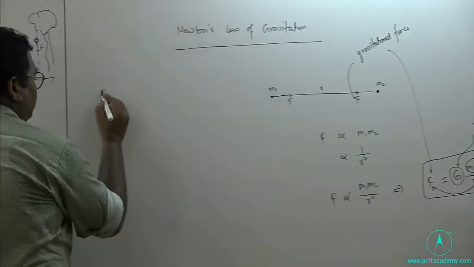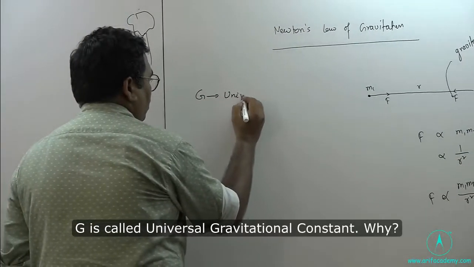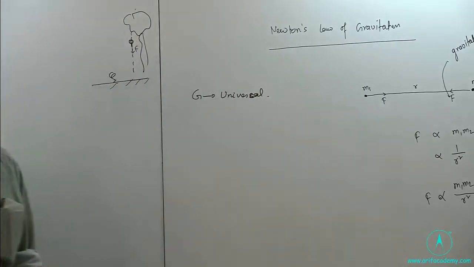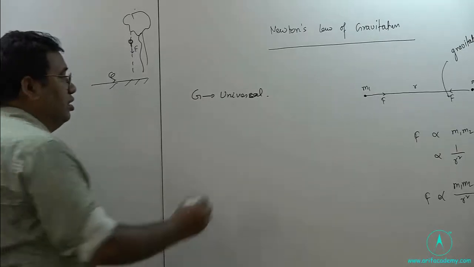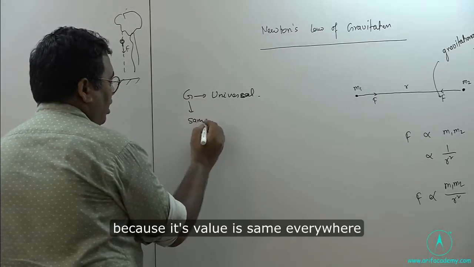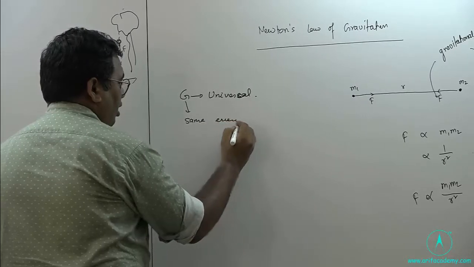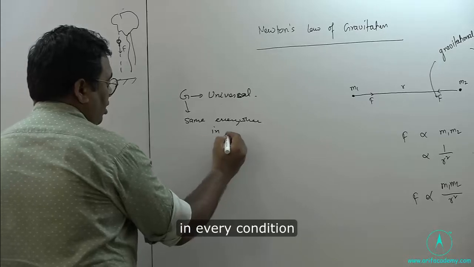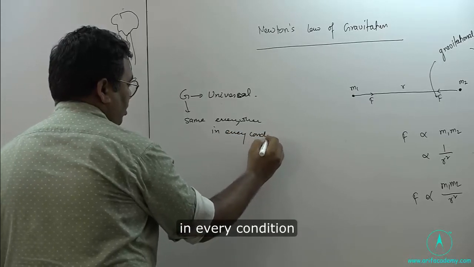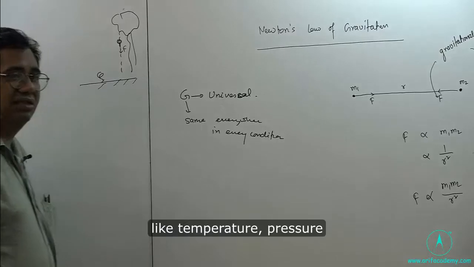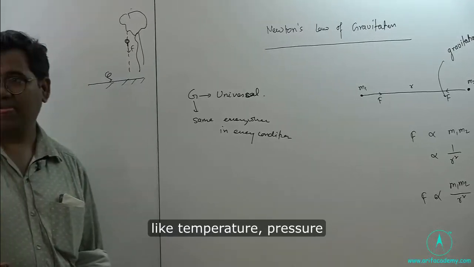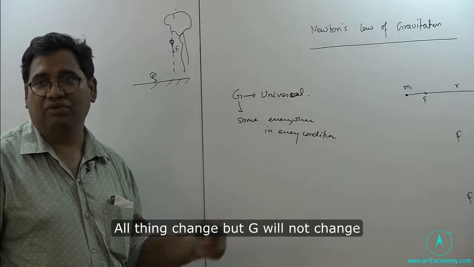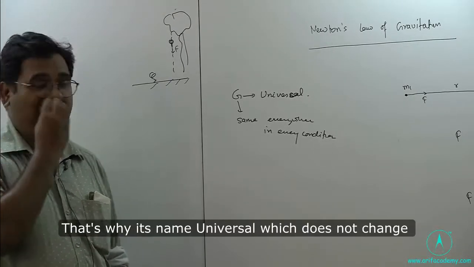Now, G is called universal gravitational constant. Why is it called universal? Why is the word universal used here? Because its value is the same everywhere in the universe, in every condition as well. Even if you change the temperature, pressure and anything, the value of G will not change. All things change but G will not change. That's why its name is universal gravitational constant.